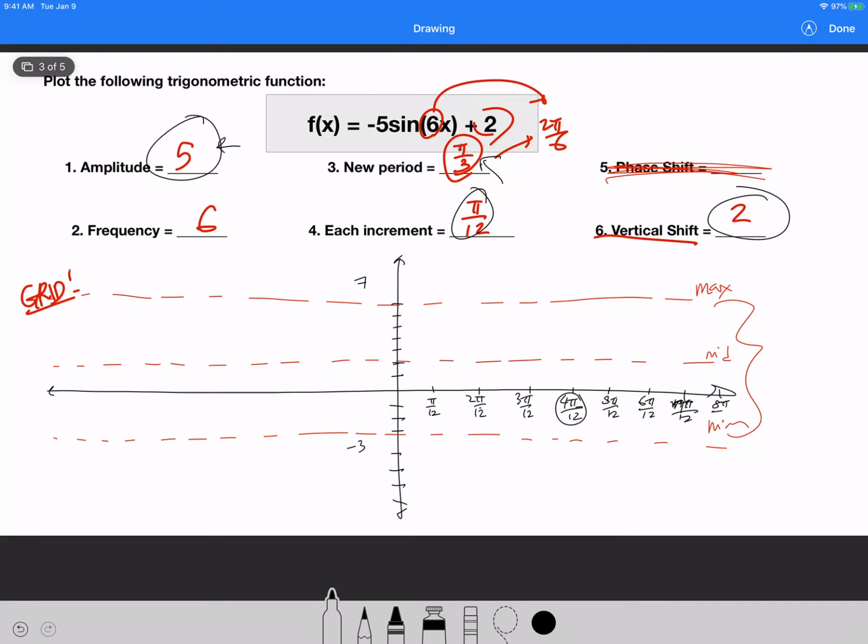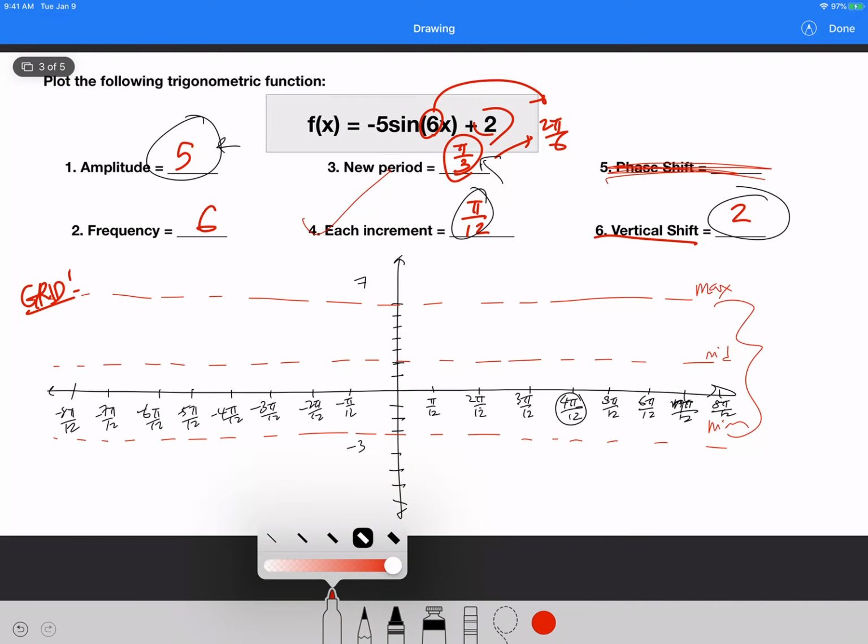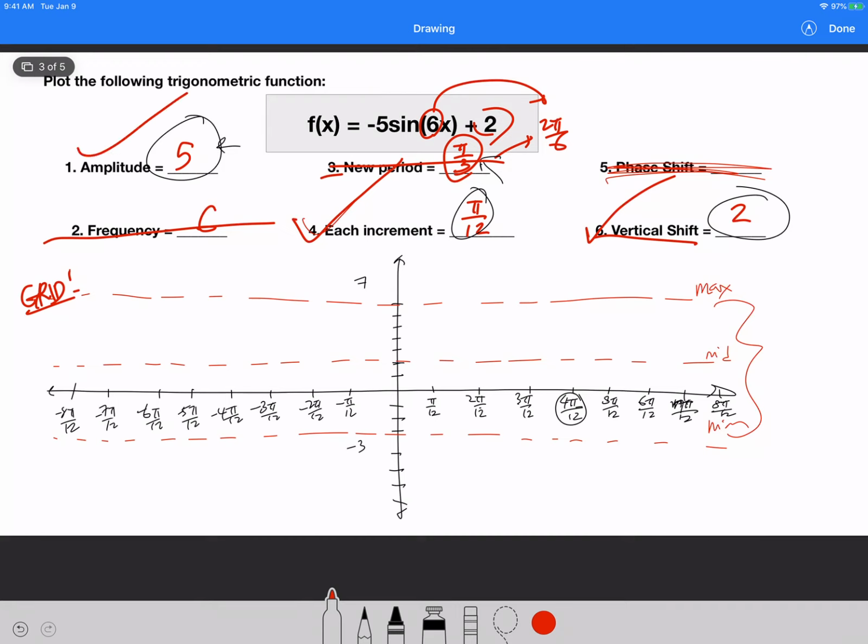Same thing happens on the other end, 2, 3, 4, 5, 6, 7, 8. Over 12, -2 pi over 12, -3 pi over 12, -4 pi over 12, -5, -6, -7, -8. You see how it's really crucial that you get really super organized with this, otherwise you won't be able to graph trigonometric functions pretty well. So now I have established the increment. I'm going to use a little bit thicker one. I've established my increment. I've established the vertical shift, the new period and frequency, that's all given, and then amplitude is all established. So now I'm done. I'm having sign negative.